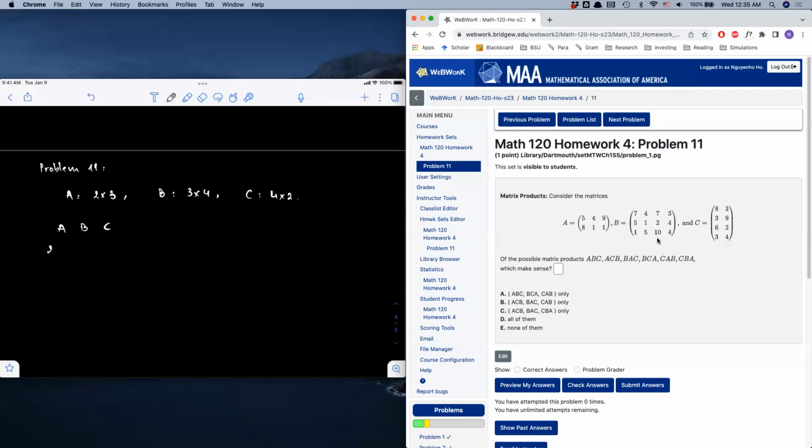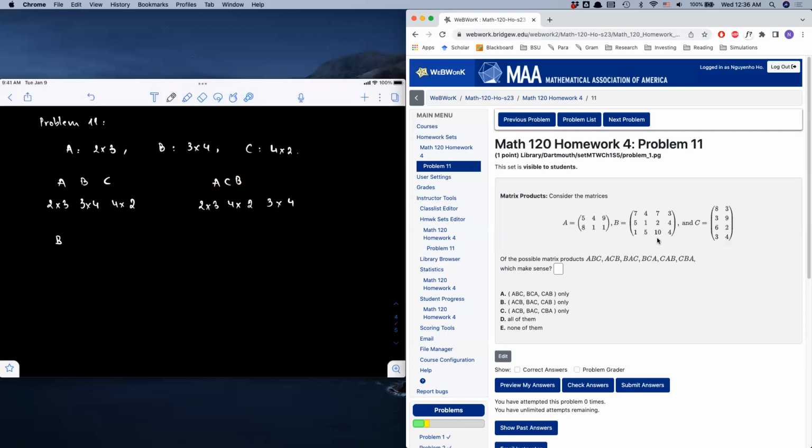So the dimension is 2 by 3 for A, 3 by 4 for B, and 4 by 2 for C. So this calculation is possible. Okay. Because again, the number of columns of A matches the number of rows of B, and the number of columns of B matches the number of rows of C. Now for ACB, A is 2 by 3, C is 4 by 2, and B is 3 by 4. So this is not possible at all.